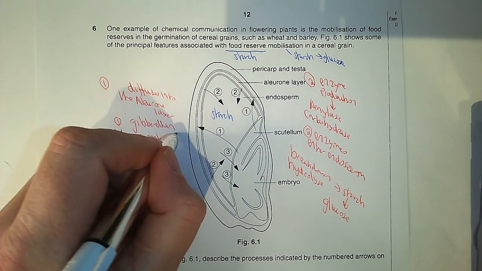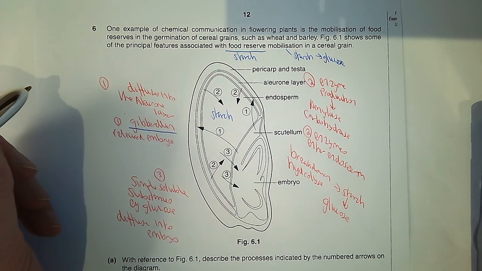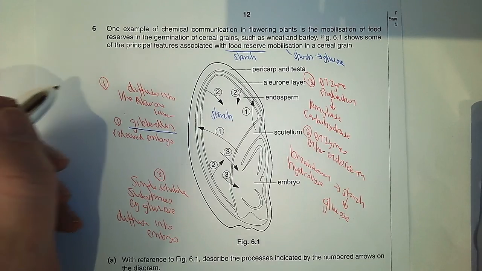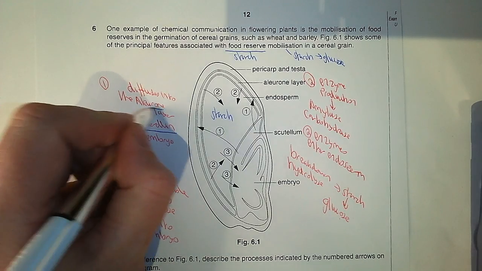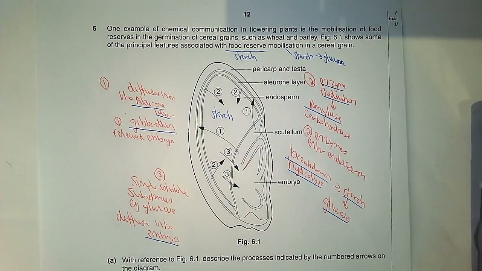The hormone that's released is gibberellin, that diffuses into the aleurone layer. It triggers the production of enzymes, for example amylase. The enzymes enter the endosperm where there's stored starch. They break down or hydrolyze starch to glucose, and then those simple soluble substances like glucose will then diffuse into the embryo and be used for processes like aerobic respiration.